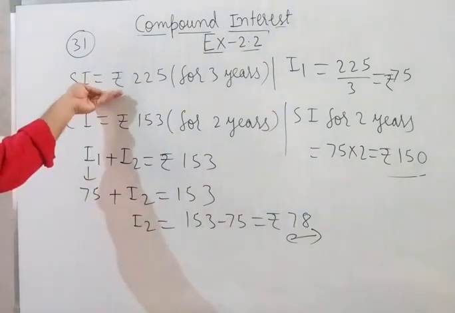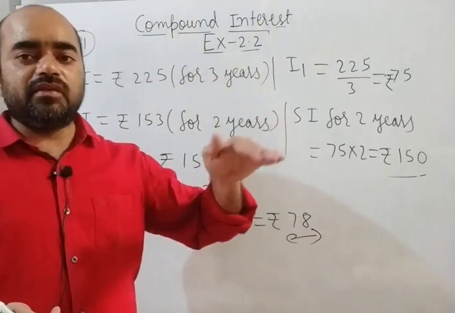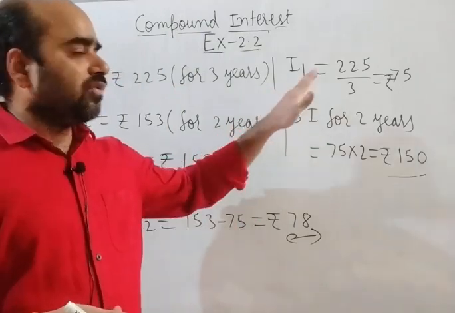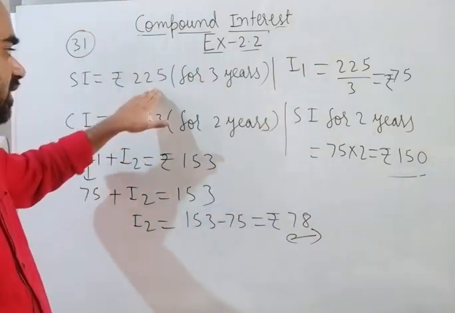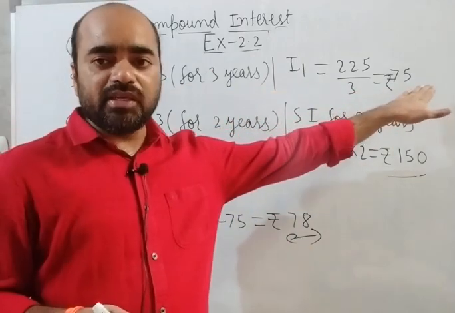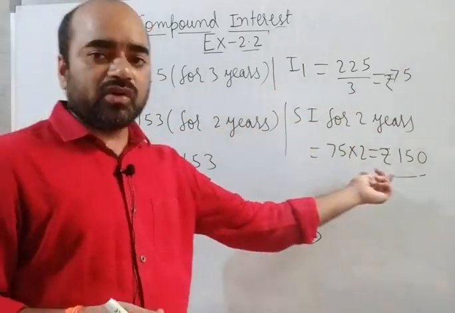Once again, in simple interest, the interest for each year will be the same. So we are calculating for the first year. Interest for 3 years is given, so we can calculate for 1 year or we can calculate for 2 years.